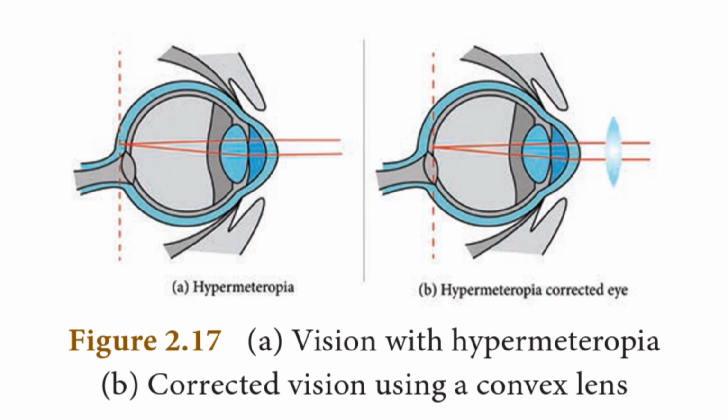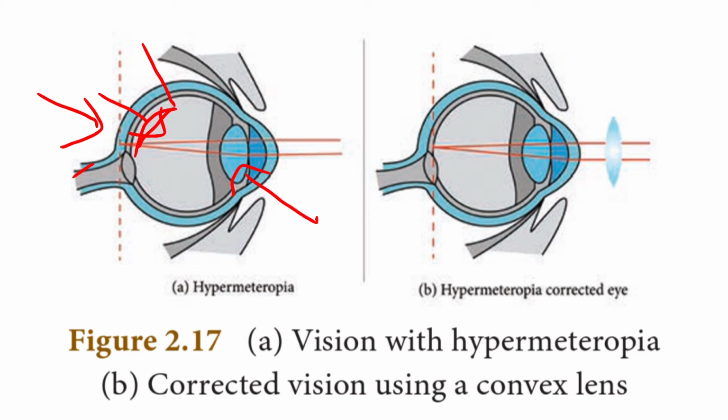You can see the shortening of the eyeball here. The near vision cannot be seen clearly, and the distant object is seen clearly. Why? Because the image formation is at the back side of the retina. This is the retinal portion, the retinal layer, and the image is formed behind it, that is, after the retinal layer.